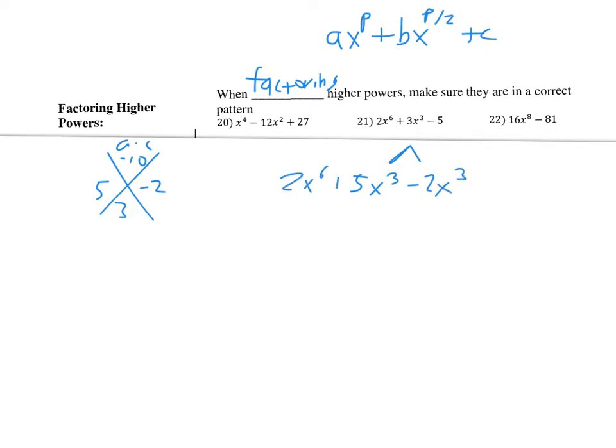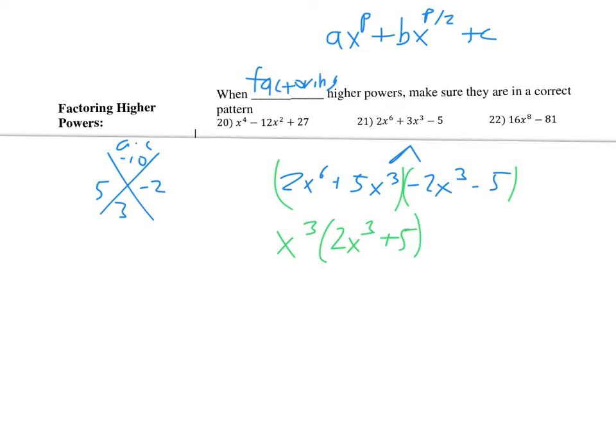I'm going to keep the 2x to the sixth up front and then the minus 5 out back. Now we'll do our grouping here. So the first group, I can only take out x to the third, which leaves me with 2x to the third plus 5. And then the second group, it looks like I cannot take out anything.